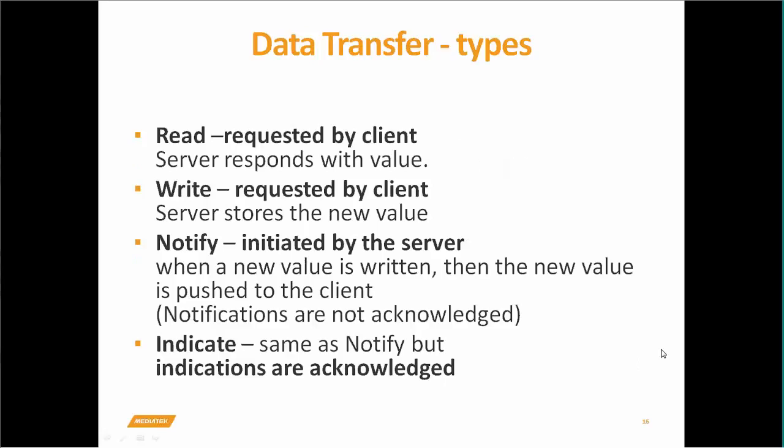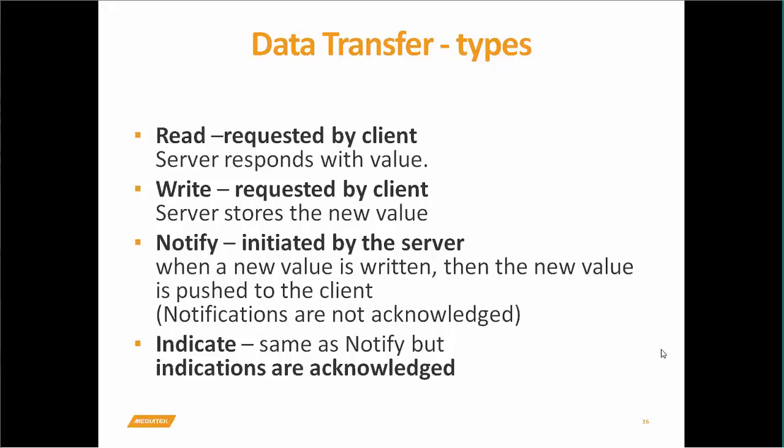So how do we transfer data? As I said before, we have four different types. The first one is read. This is requested by the client, and the server will then respond with the value. For example, the client says, give me the heart rate at the time, and the server will then transfer these characteristics to the client. Write, again, is requested by the client, and then the server stores this new value on the device, depending on whether you have the correct permissions to do that.